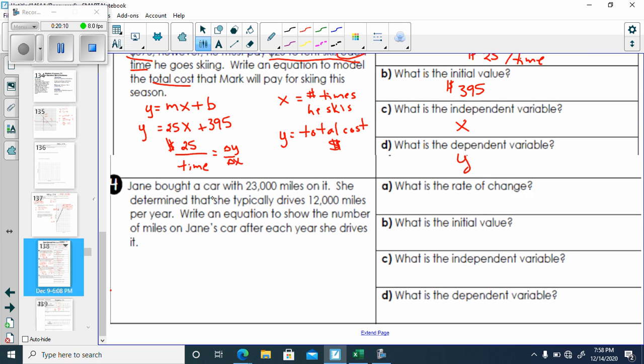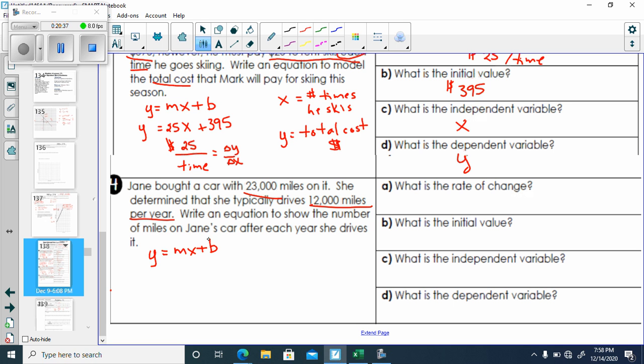And then 4, Jane bought a car with 23,000 miles on it. She determined that she typically drives 12,000 miles per year. Write an equation to show the number of miles on Jane's car after each year she drives it. Okay, so we've got a constant rate, 12,000 miles per year. y equals mx plus b. We can use the linear equation to model this, right?